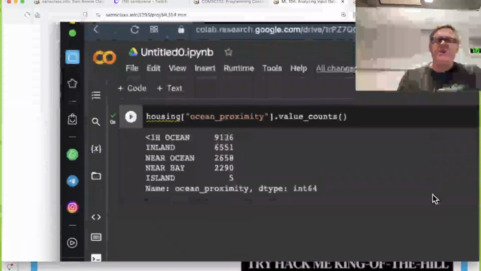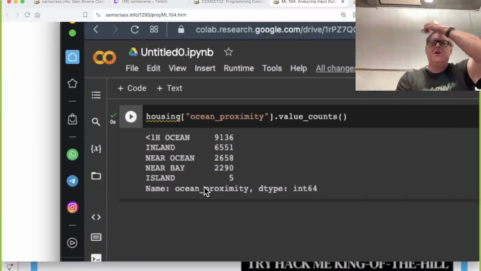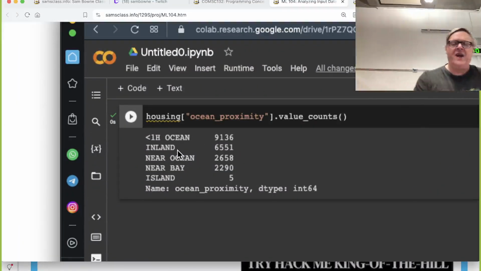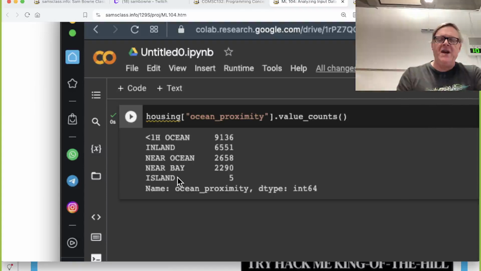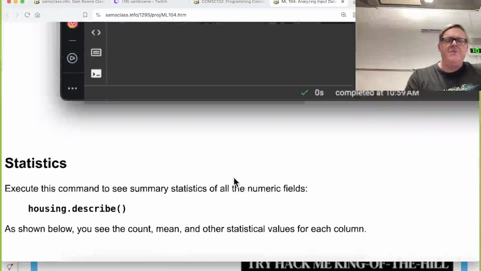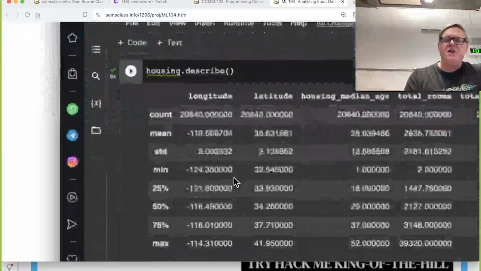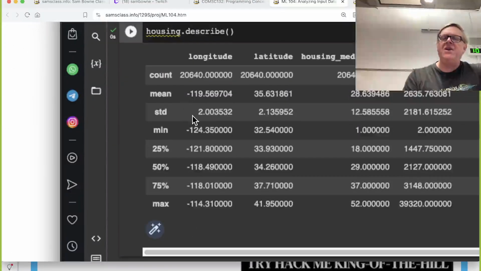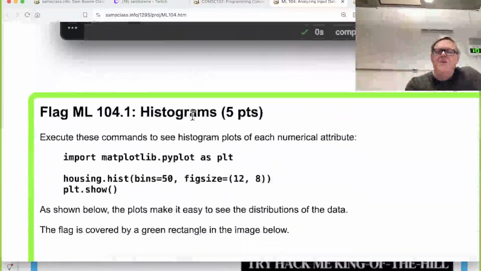And so now you can do categories and counts of the last one to see what there are, and you see there are really only 5 possible values: inland, near ocean, near bay, island, and less than 1 ocean. Not sure what that means. Something like far from the ocean, I guess, or within some region of the ocean. Anyway, those are the 5 categories. All right. And so you can do statistics of all these numeric fields. You can get mean, standard deviation, and all that jazz to get an idea how they scale.